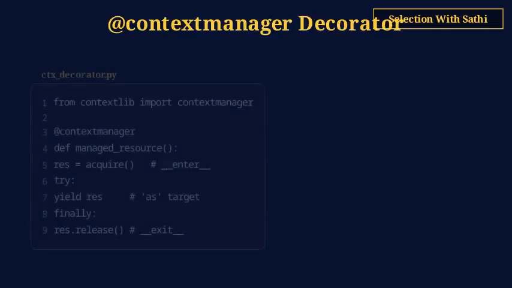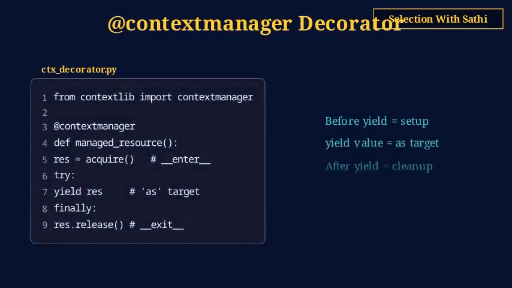The context manager decorator from contextlib simplifies context managers. Instead of writing a class with __enter__ and __exit__, you write a generator function with a single yield. Everything before yield is the setup, equivalent to __enter__. The yielded value becomes the as target. Everything after yield is the cleanup, equivalent to __exit__. Wrap the yield in try finally to ensure cleanup runs even on exceptions.